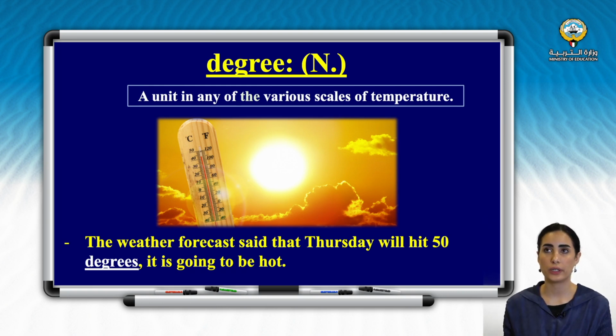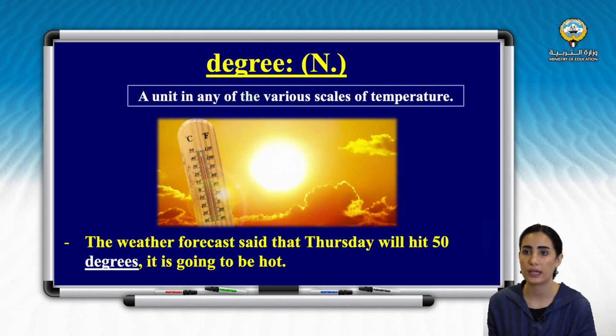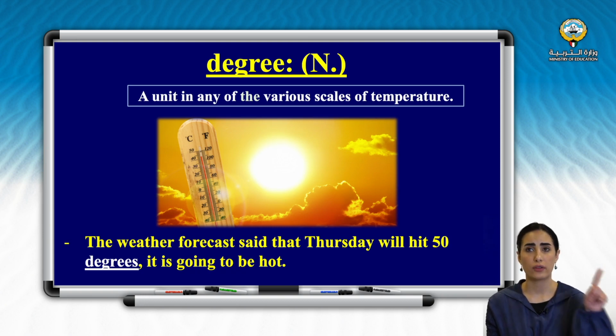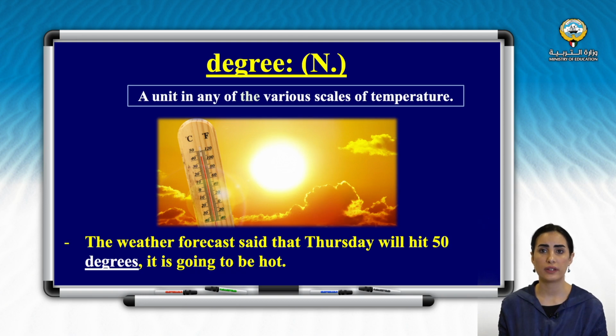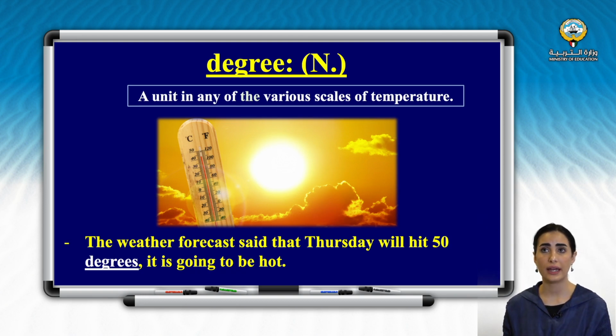Moving on to the next word, we have the word degree. So repeat after me, degree. What part of speech is degree? It's a noun. Good. Let's read the example. The weather forecast said that Thursday will hit 50 degrees. It is going to be hot. So as you can see in the picture, we have a thermometer, a scale for the degrees of the weather. So degree here is a unit in any of the various scales of temperature.